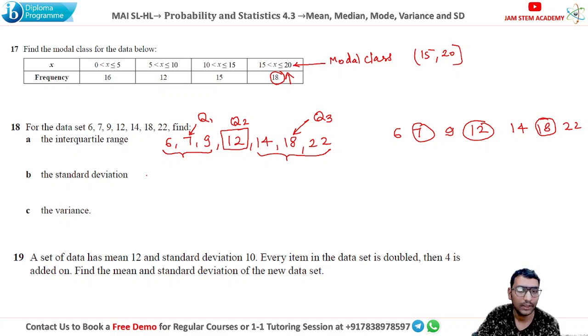Now, the interquartile range is given by Q3 minus Q1. So Q3 minus Q1 gives me 18 minus 7, which is 11 in this case.